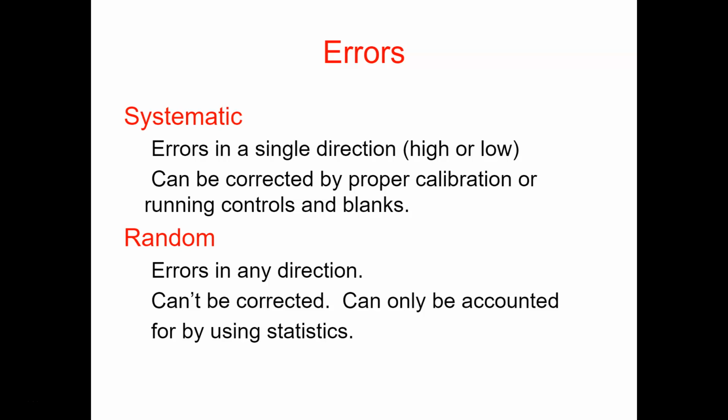So they're all going to be really high or they're all going to be really low. And we can correct those by calibrating instruments. That's why systematic errors are considered to be errors within the instrument that we have to take care of as the user and recognize that there's a problem and then calibrate to make sure that we understand how far off they are. Random errors, though, are errors that can be in any direction.